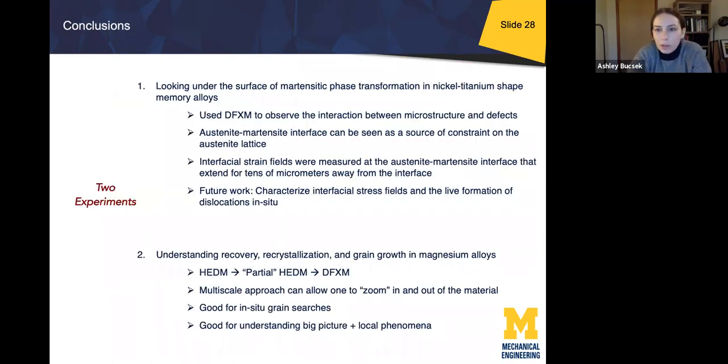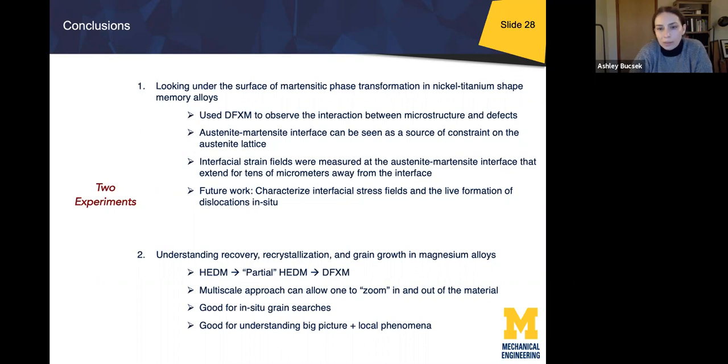So those are the two things that I wanted to talk about. The first one was martensitic phase transformations in nickel titanium. We used dark field to observe the interaction between the microstructure and the defects, and to understand, or image, why the transformation was so heterogeneous. We looked at interesting things about the austenite-martensite interface.